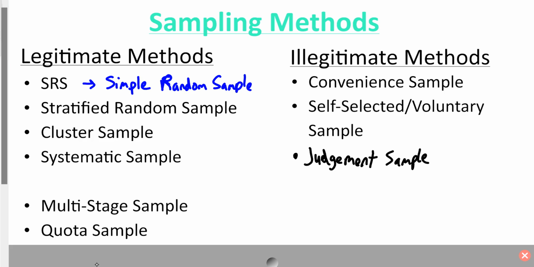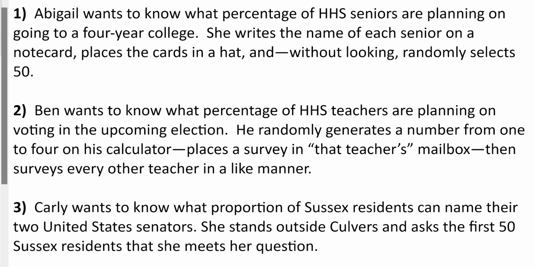We've got convenience samples where it's just what's easy. Voluntary sampling or self-selected, that's where you choose to respond. And judgment is where someone has some prior knowledge about the group. So I'm going to give you some examples, and I want you to decide which ones they are. That's how we're going to wrap it up today.